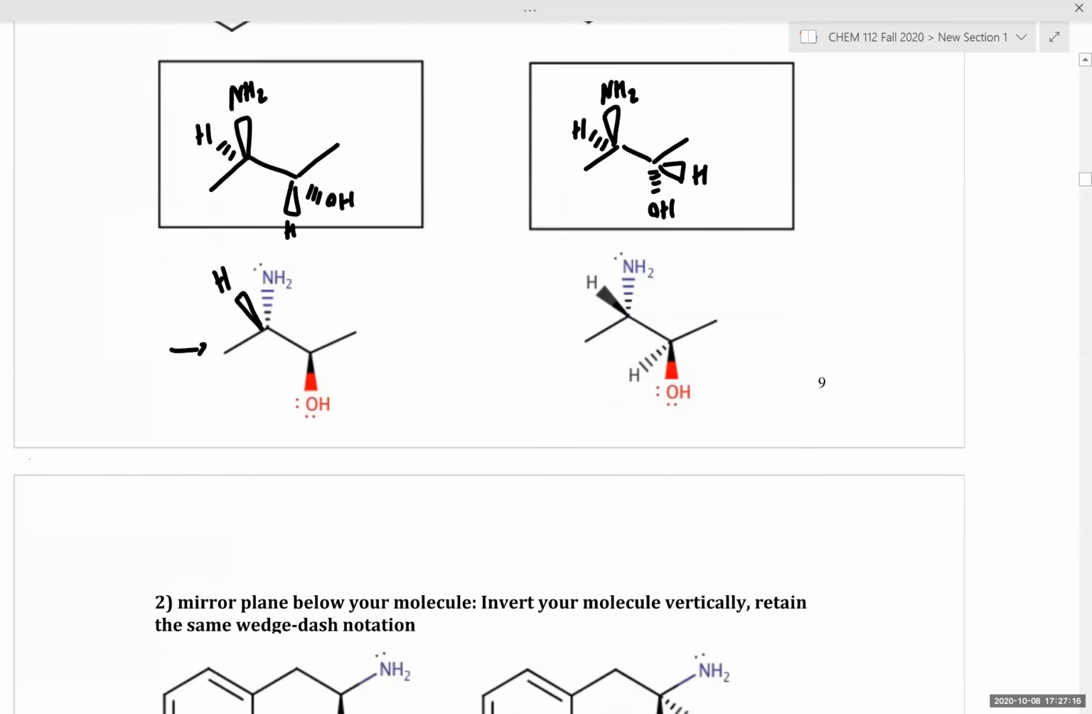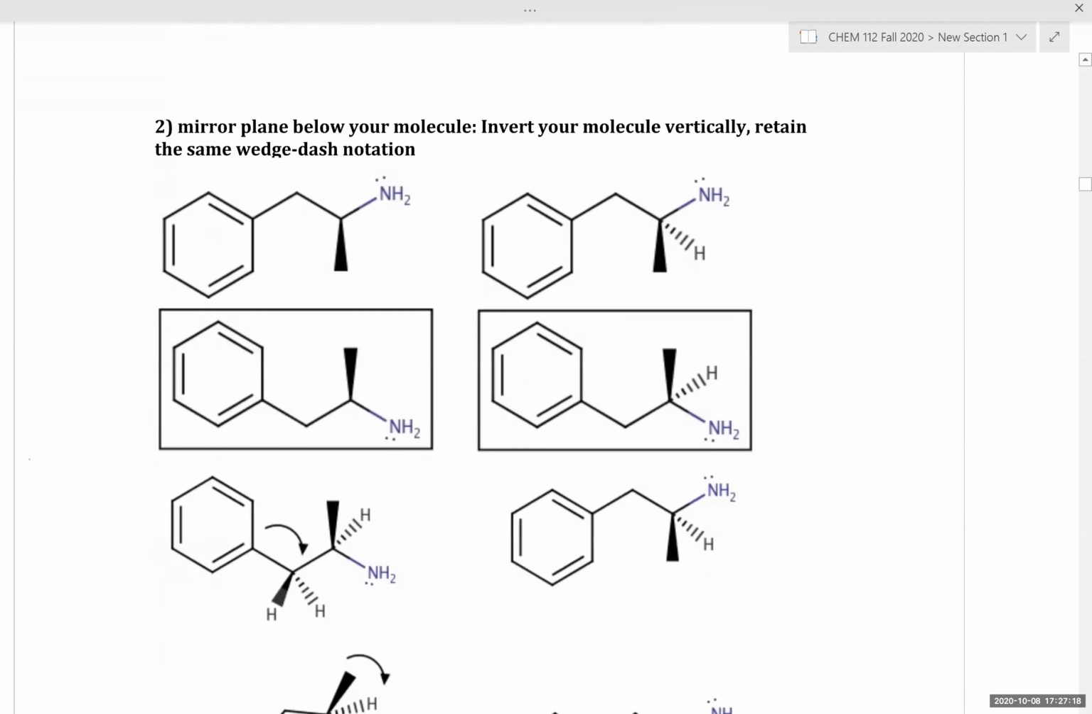Okay, so let's look at another way of drawing enantiomers. In this case, we're looking at a mirror plane below our molecule. So what you're going to do is invert your molecule vertically while retaining the same dash wedge notation. So for the following amino acid, we are inverting our entire molecule about the vertical axis. So we're essentially flipping our molecule from the vertical axis, and we're drawing our stereocenters exactly the same.